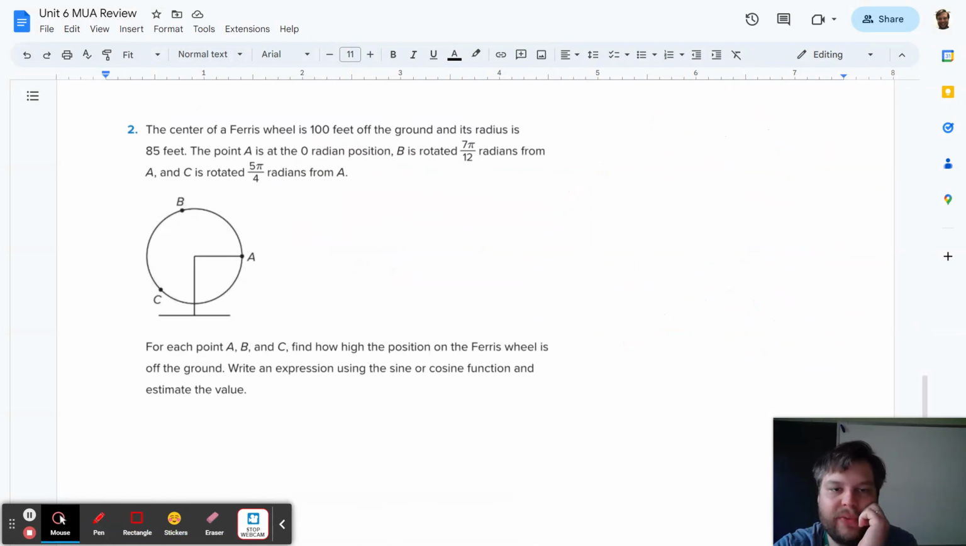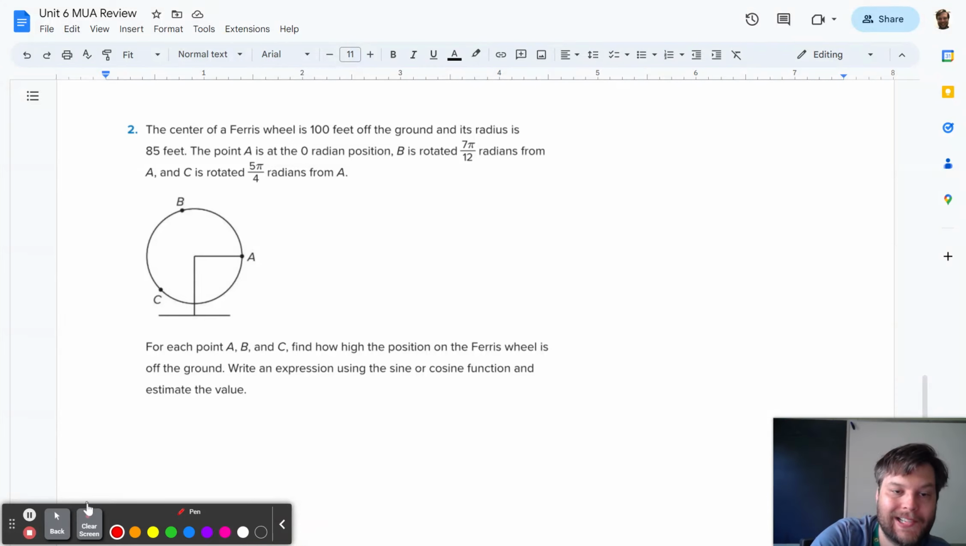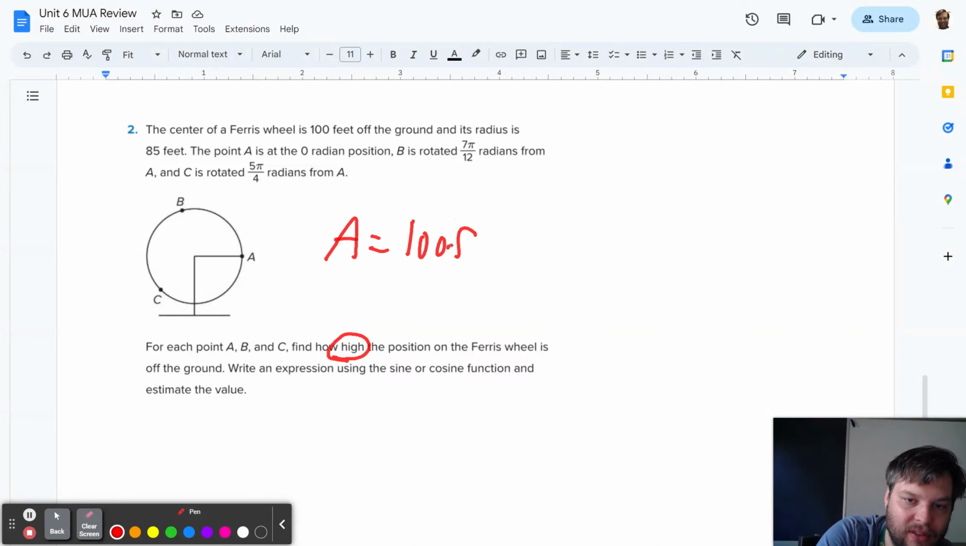Now we've got a Ferris wheel, our favorite context here. The center is 100 feet off the ground. The radius is 85 feet. A is 0, B is 7 pi over 12, C is 5 pi over 4. Wonderful. Okay, so point A is, and all we're looking at is how high the Ferris wheel is. The nice thing about point A is it's just at the center height. So for point A, it's just 100 feet off the ground.